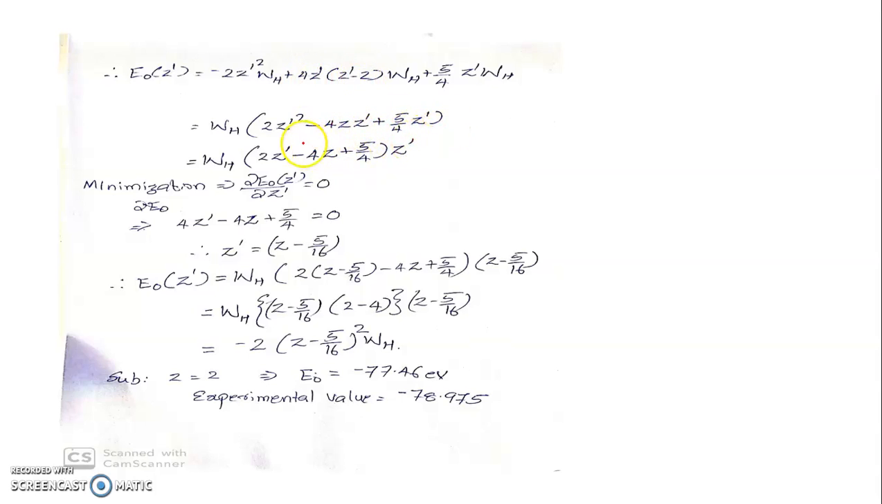If you are interested, you can take z prime also out. That will help you in the further simplification. Yeah, I have taken it here out. WH into 1z prime is taken out. 2z prime minus 4z plus pi by 4.